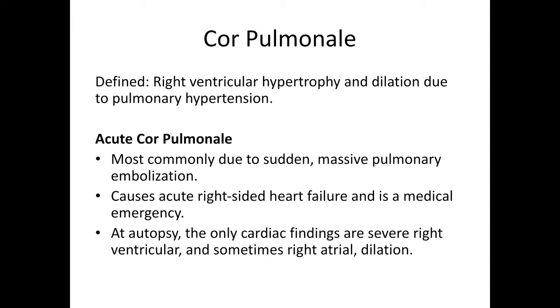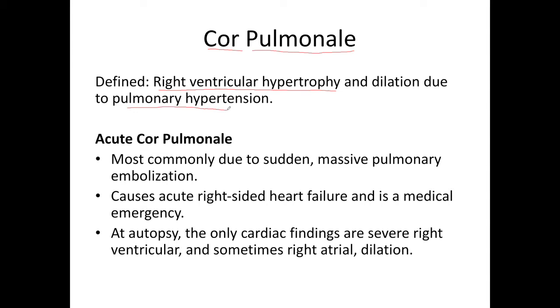In this section, we're going to start off with the condition called cor pulmonale, and you may recall that in our previous course we discussed this. And I want you to know that cor pulmonale is going to have a proper definition, and the definition of cor pulmonale is going to be specifically right ventricular hypertrophy with dilation on the right side of the heart. And the major cause of this is going to be pulmonary hypertension.